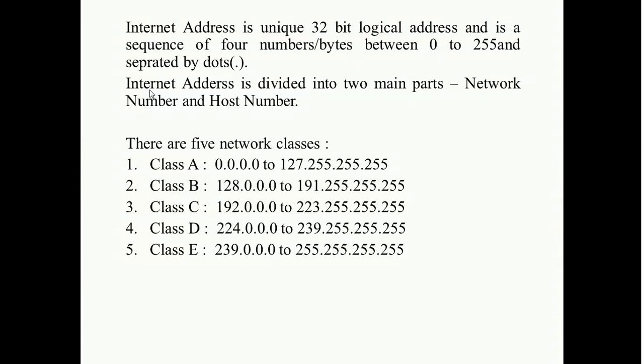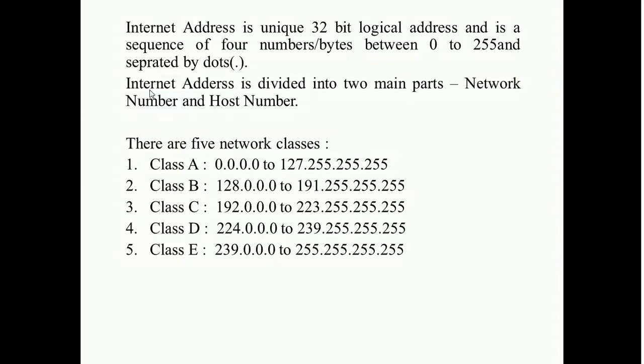An internet address is divided into two main parts, that is the network number and the host number. There are a total of 5 classes based on the category, that is class A, class B, class C, class D and class E. These are the 5 network classes.